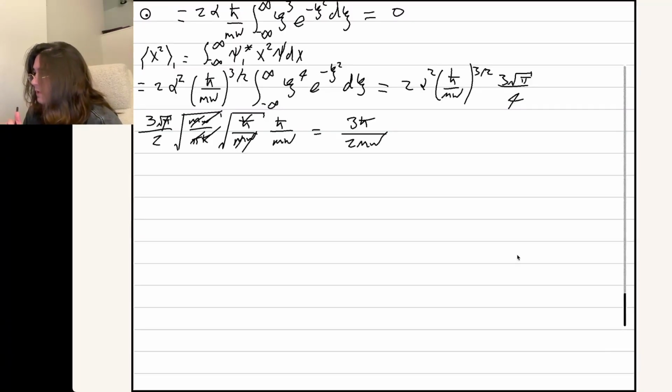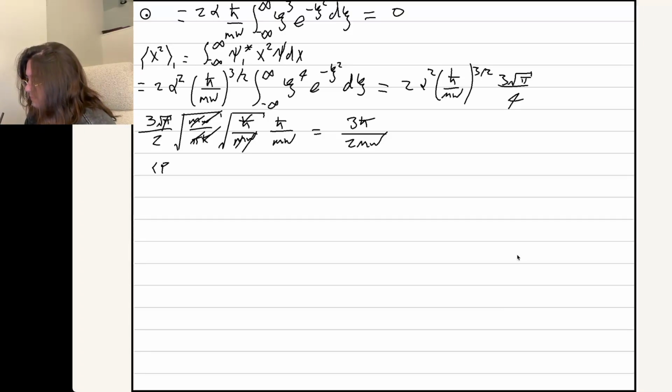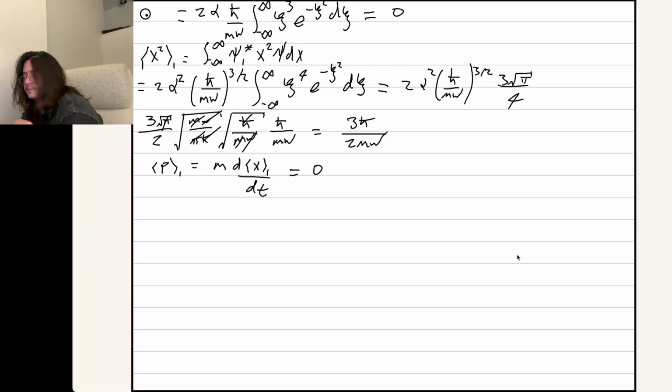Now we have to do p squared, and this is a long one. Also, the expectation value of p through Ehrenfest's theorem again is 0. So don't even worry about that. P squared, we're going to be pulling out minus h bar squared, right?